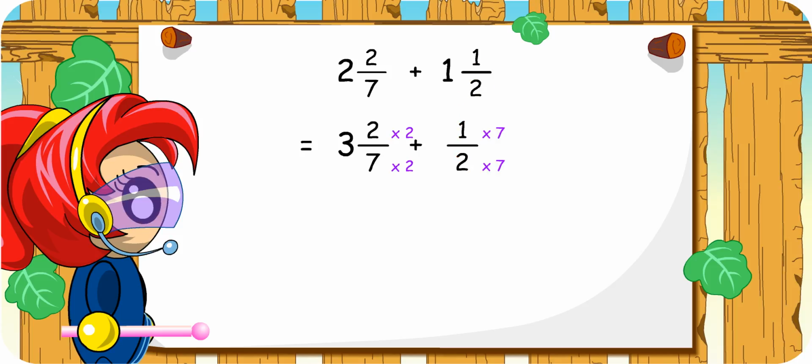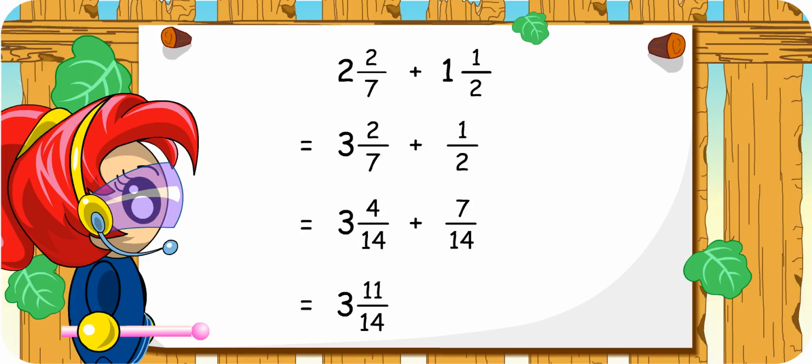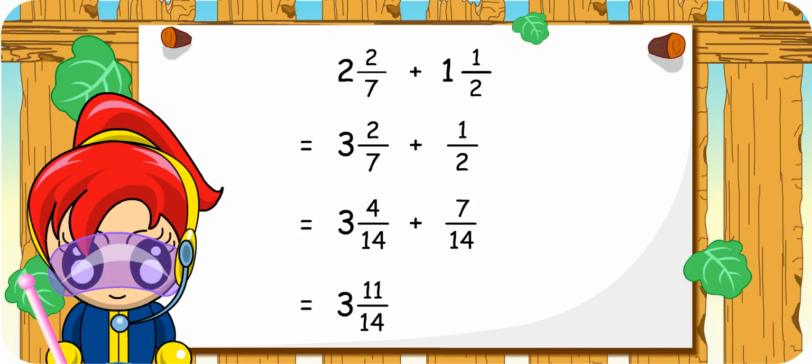We then change the fractions into like fractions, which are 4/14 and 7/14, before we add them up. Upon adding them, we get the answer 3 and 11/14. That is really not that difficult. Let me try one sum.